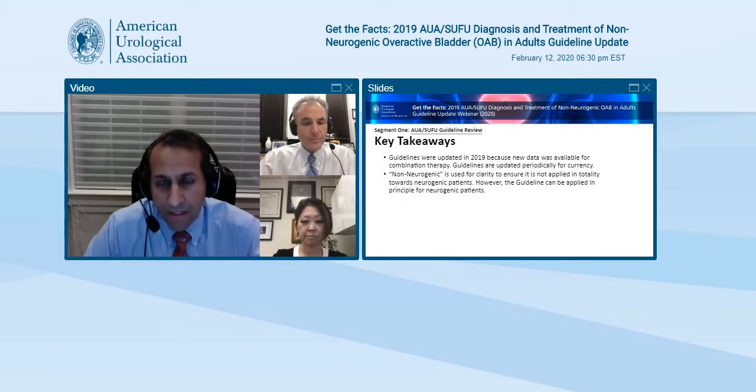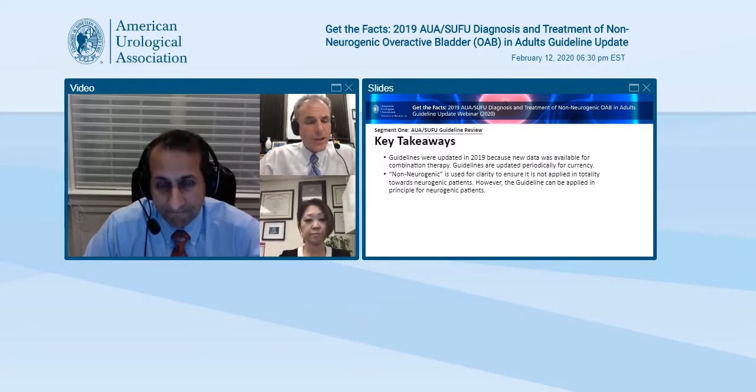However, with regards to the non-neurogenic aspect, we wanted to be clear to the clinicians that there are certain aspects of the therapies that could be considered as off-label, and especially in a neurogenic situation. So we wanted to be really clear, especially as it came to sacral neuromodulation and therapies like that, that in a non-neurogenic patient that was applicable, but not typically in a neurogenic patient, at least based on label.